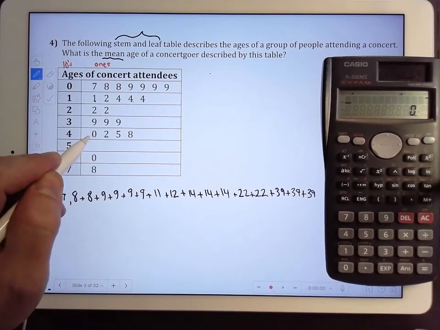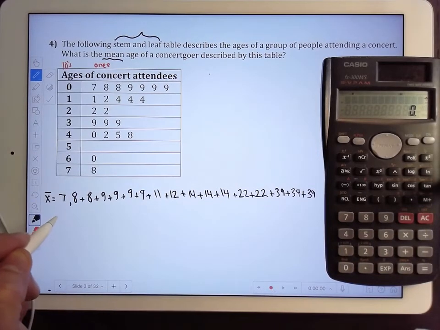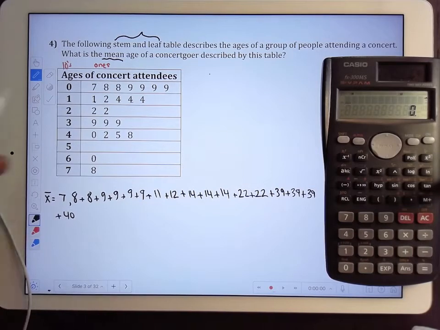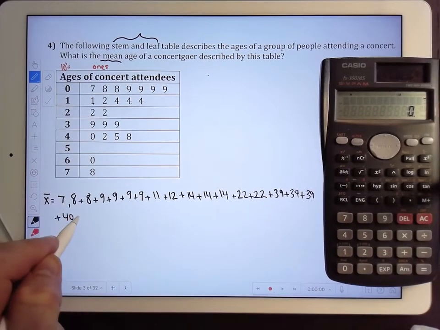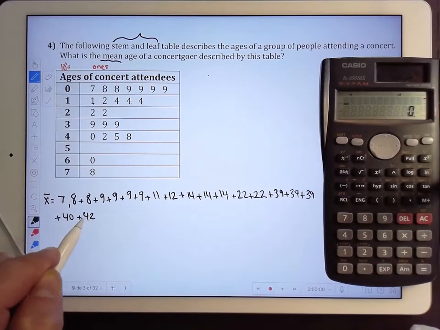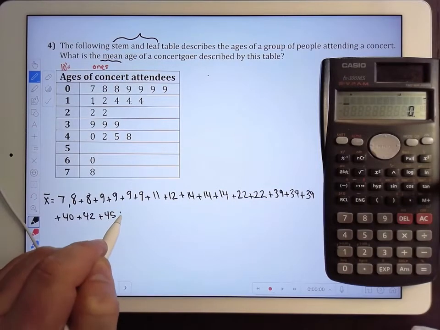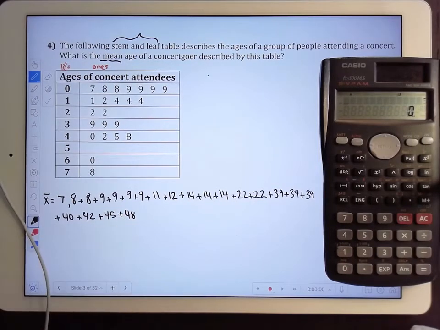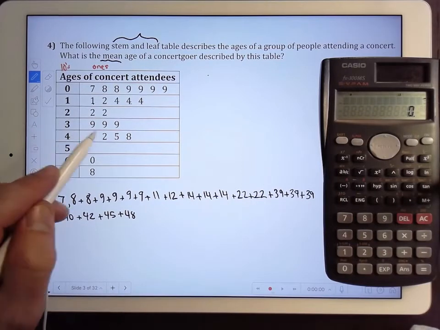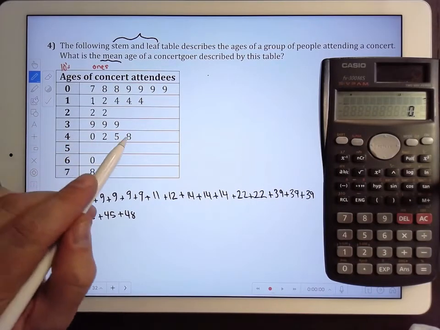Now this 0 means that they've got 4 decades but no single years. That's a 40-year-old. So let's continue on here. Plus 40. A 42-year-old. 45-year-old. Plus a 48-year-old. 40, 42, 45, 48.